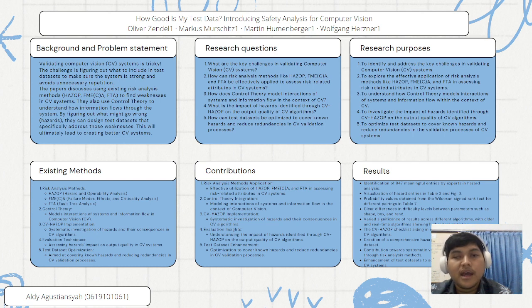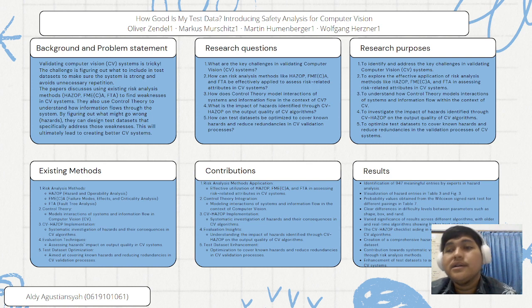interaction of systems and information flow in the context of computer vision? What is the impact of hazards identified through computer vision HAZOP on the output quality of computer vision algorithms? How can test datasets be optimized to cover known hazards and reduce redundancies in computer vision validation processes? Those are the research questions. We move on to the research purposes.